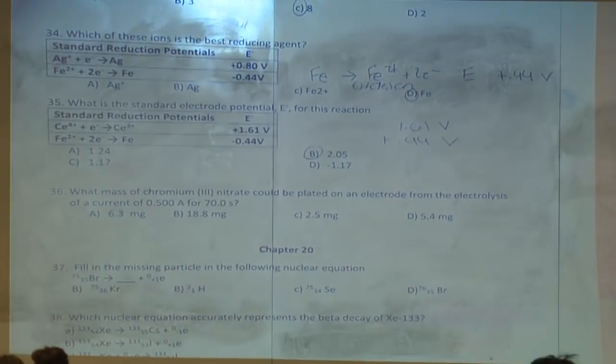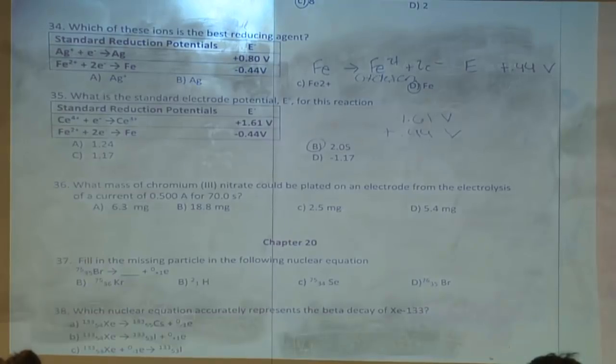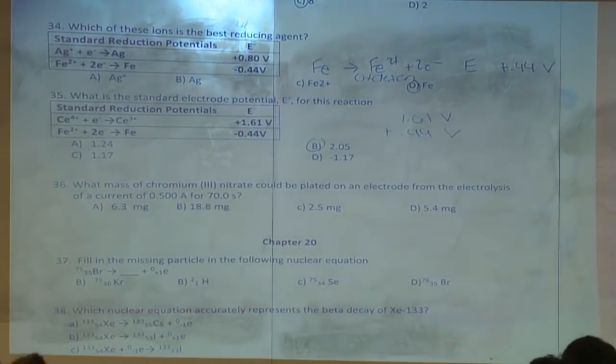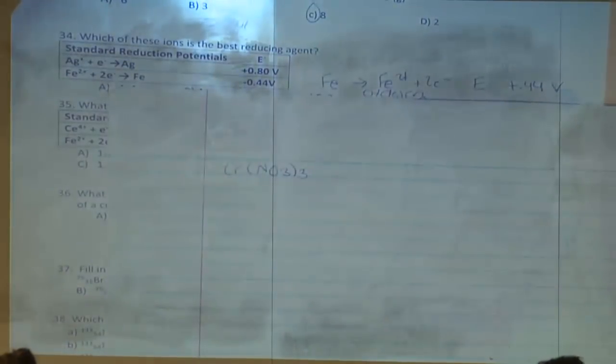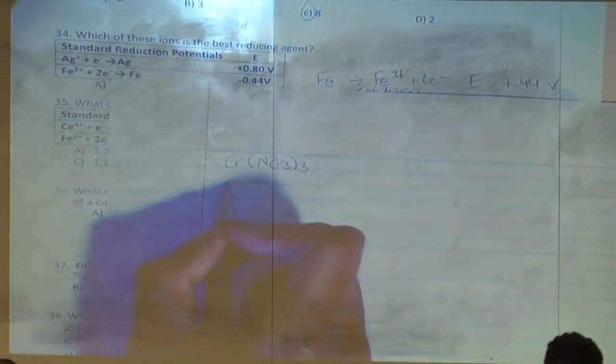This is basically the one stoichiometry question I believe you guys need to know for Chem 2. So we're looking for the mass of chromium nitrate. It's going to be plated on an electrode from the electrolysis of a current of 0.5 A for 70 seconds. The first thing we're going to do is write what this reaction looks like. Chromium 3 nitrate looks like this. And we know it looks like that because nitrate has a -1 charge and it says chromium 3. That means chromium has a +3 charge. So you need 3 nitrates for this to be neutral.